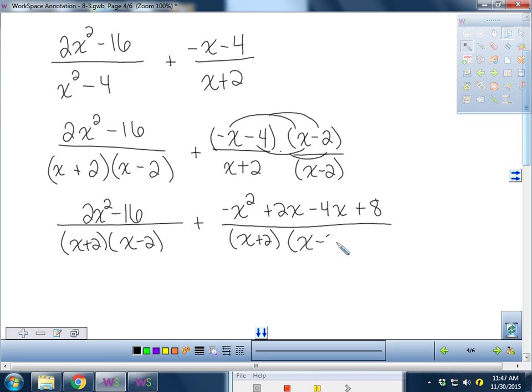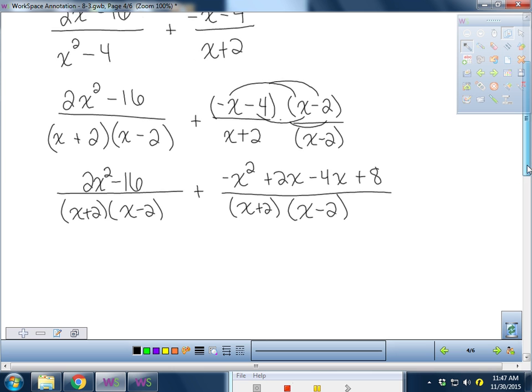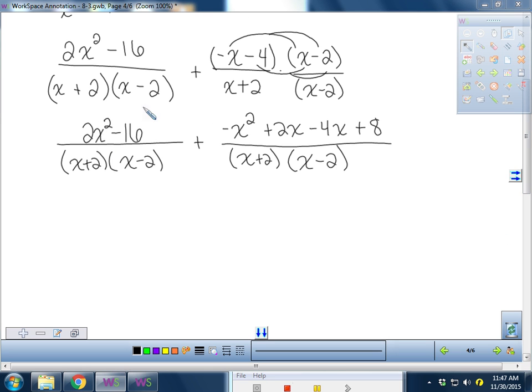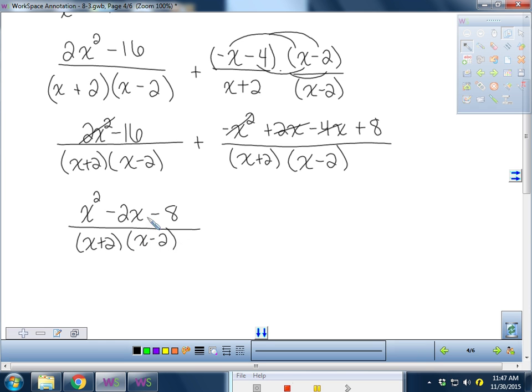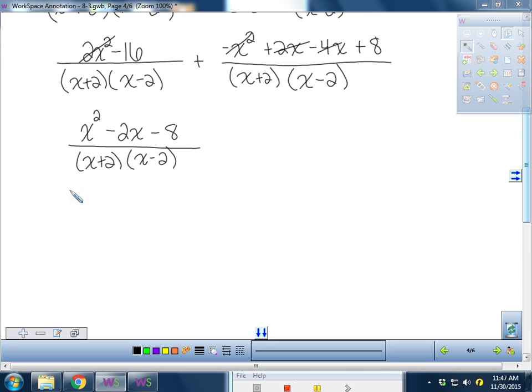So now I have the same denominator, which means I can combine these two fractions together. So I'll start with the x squared. 2x squared minus 1x squared is just x squared. Then I have a 2x minus 4x, that's negative 2x. And negative 16 and positive 8 make negative 8 all over x plus 2, x minus 2. So now we need to see if we can factor the top. There are two numbers that will multiply to make 8 and subtract to make 2. So we'll go ahead and factor that.